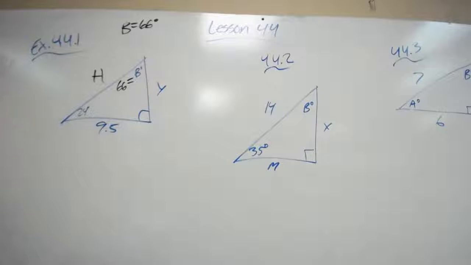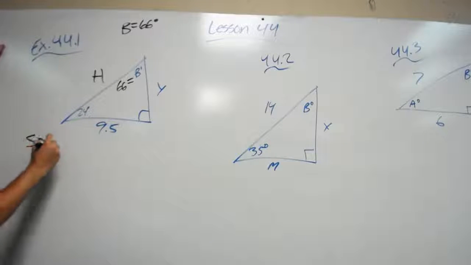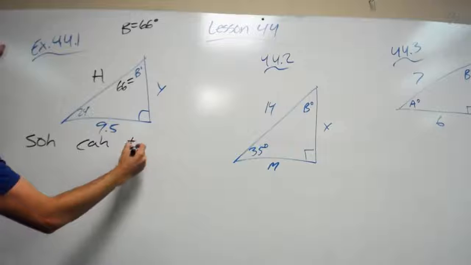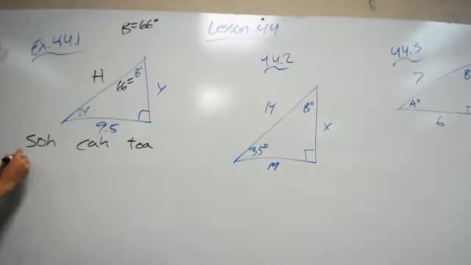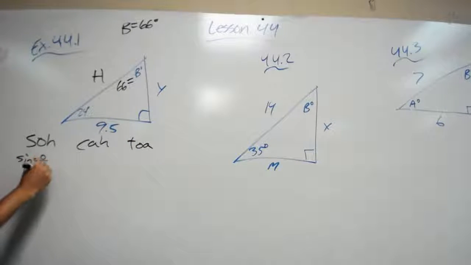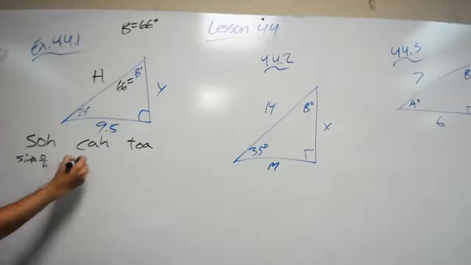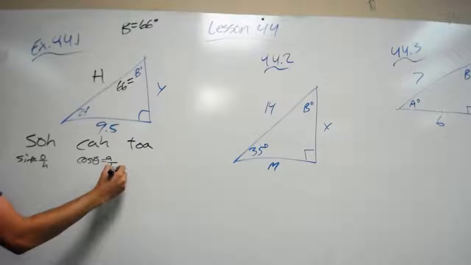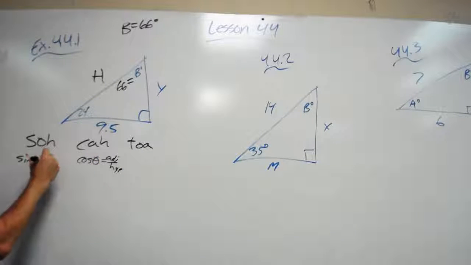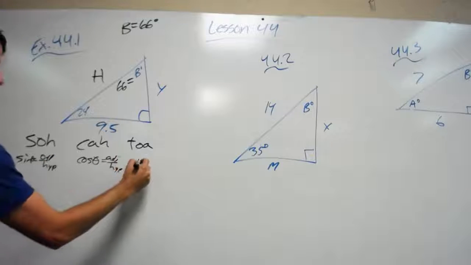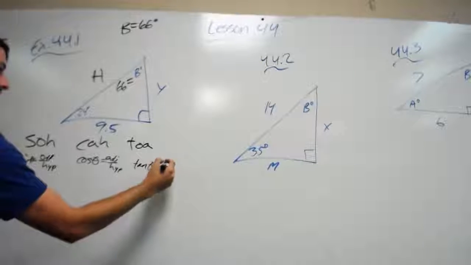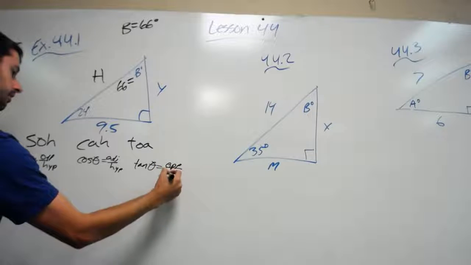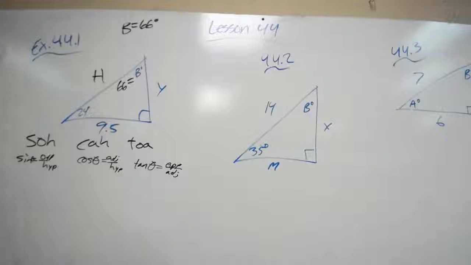Now how we do this, let's go back to what we learned last lesson. So, SOH CAH TOA. The sine of theta goes opposite over hypotenuse. There's a cosine of theta equals a for adjacent over h for hypotenuse. And then we have tangent of theta, and that equals opposite over adjacent. So now we need to solve for h and y. So what is our theta? Let's go ahead and use 24 as our starting point.